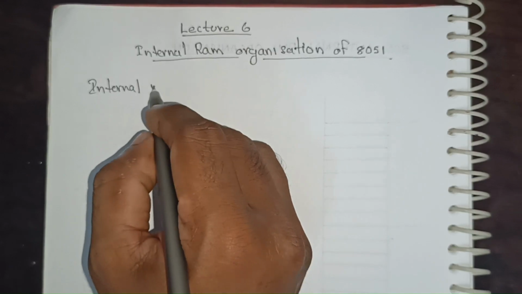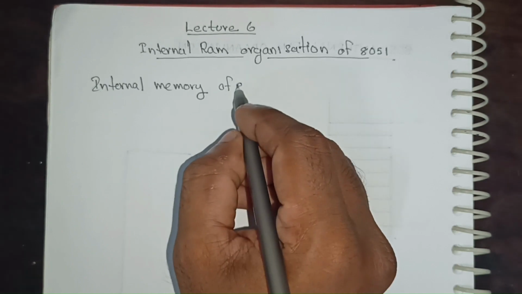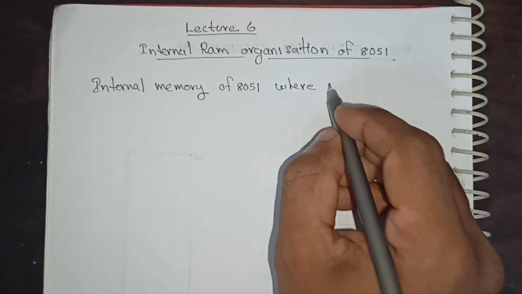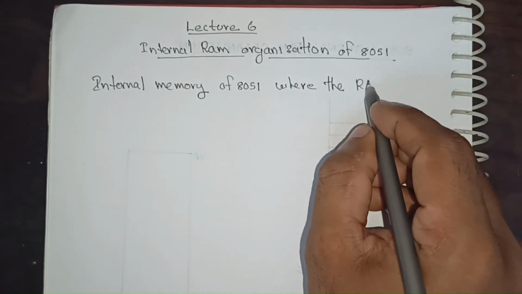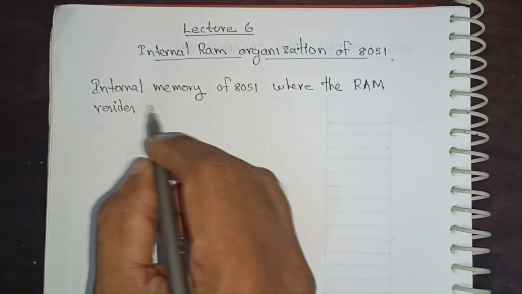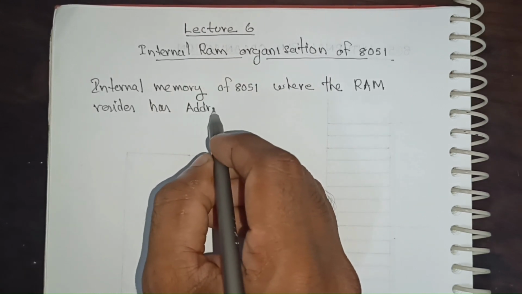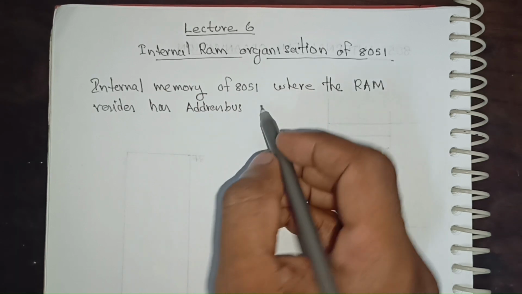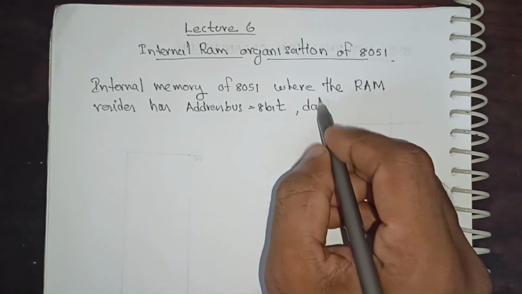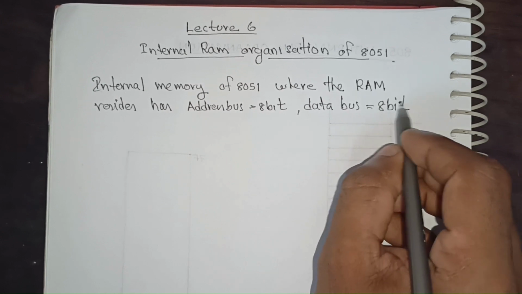So the internal memory of 8051 where the RAM resides has address bus equal to 8-bit, data bus equal to 8-bit.